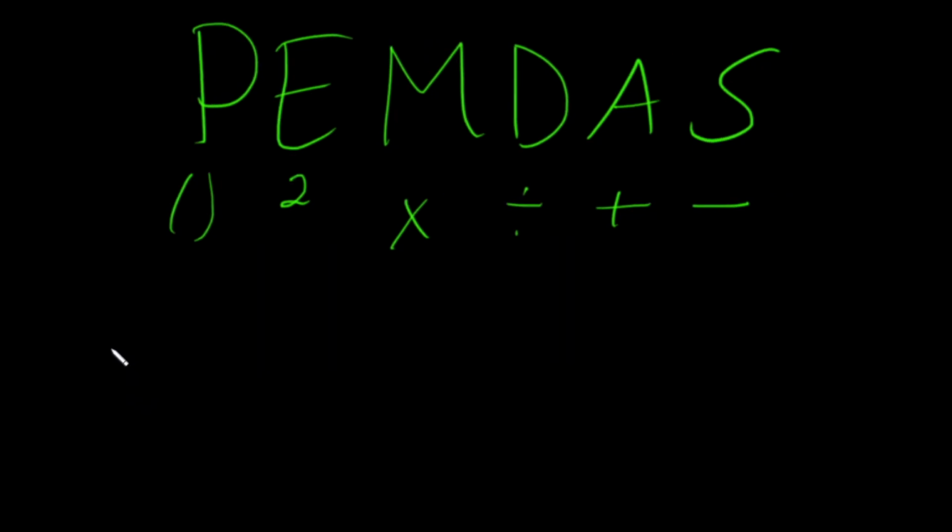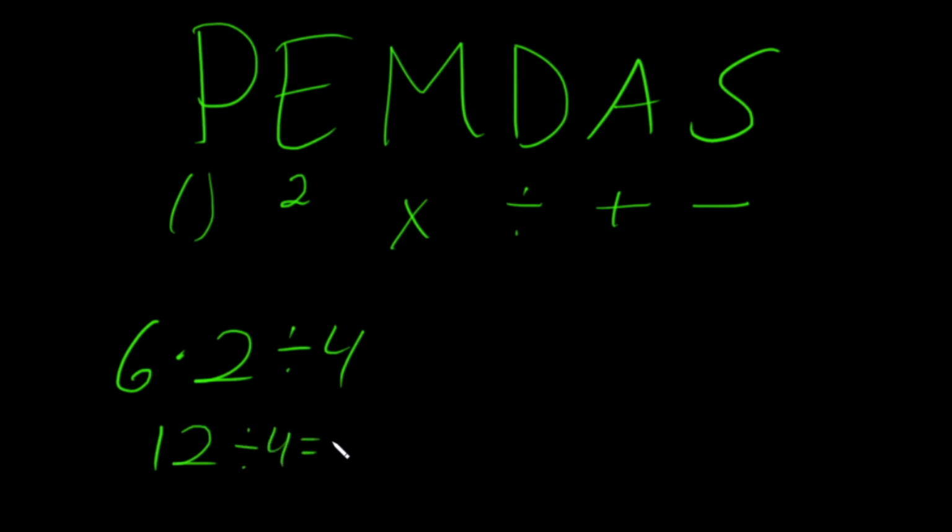Here's a similar example using multiplication and division. Say we have 6 times 2 divided by 4. Our only operations are multiplication and division right here. They are essentially equal, so we'll go left to right. 6 times 2 gives us 12, and then we divide by 4. And we get 3.